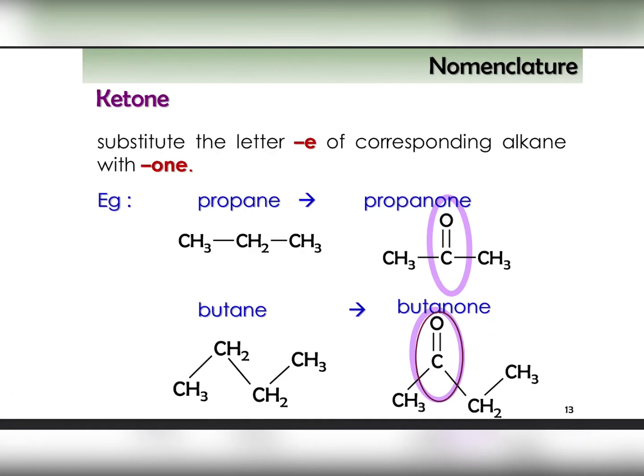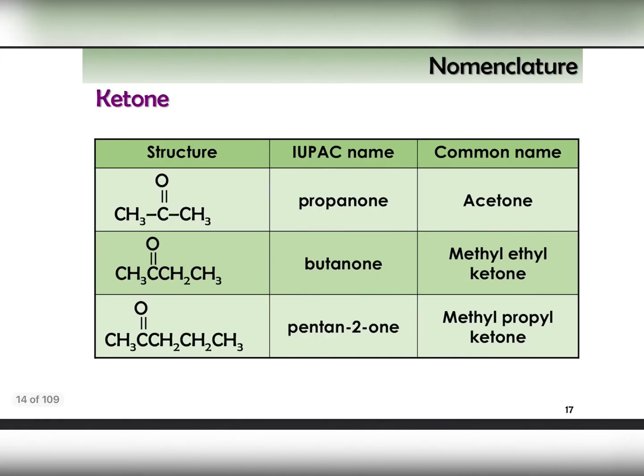And next kita tengok ketone. So ketone pula, letter E yang bahagian hujung tu akan ganti dengan ONE. So contoh propan jadi propanon, butane jadi butanon. So depends on the bilangan carbon yang ada. So remember ketone, you have C double bond O, and dia di bahagian tengah rantai karbon. So dia akan bermula dengan propanon, 3 karbon. Now let's have a look at this example.